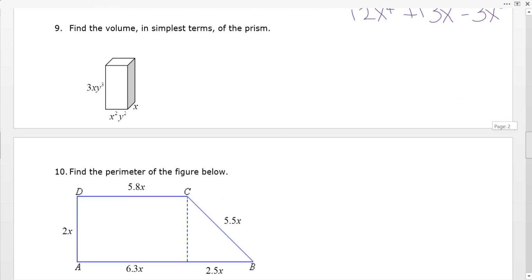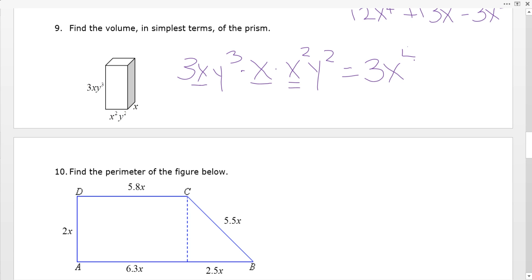All right, number 9. I'm looking for volume, which means I'm multiplying all this together. So I have 3xy to the third times x squared, y squared. And basically, I'm just going to add up all the exponents. So I have a 3. I have 1, 2, 3, 4 x's. And I have 1, 2, 3, 4, 5 y's. And that's it.